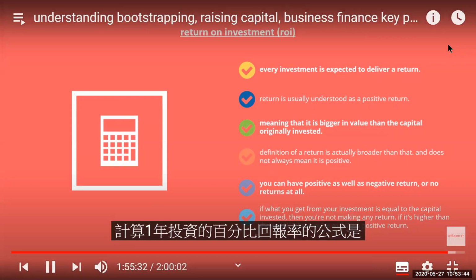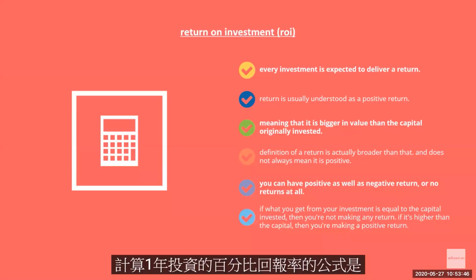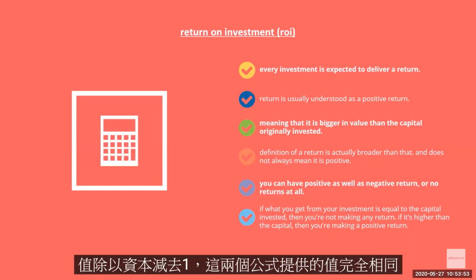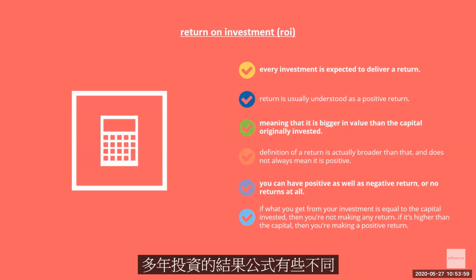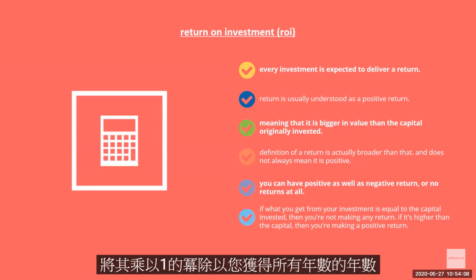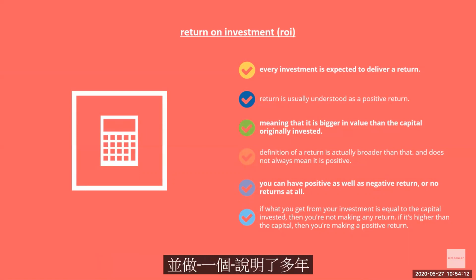The formula to calculate the return in percentage for a 1-year investment is the following: return divided by capital. You can also calculate it by taking the end value divided by capital, minus 1. Those two formulas provide the exact same result. For a multi-year investment, the formula is a bit different. You first have to calculate the end value divided by the capital, and then you have to take it to the power of 1 divided by the number of years. You take all of that and do minus 1.